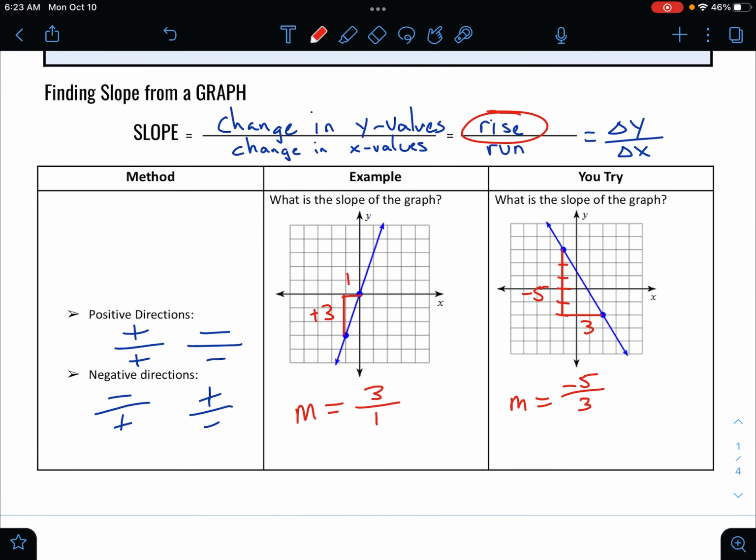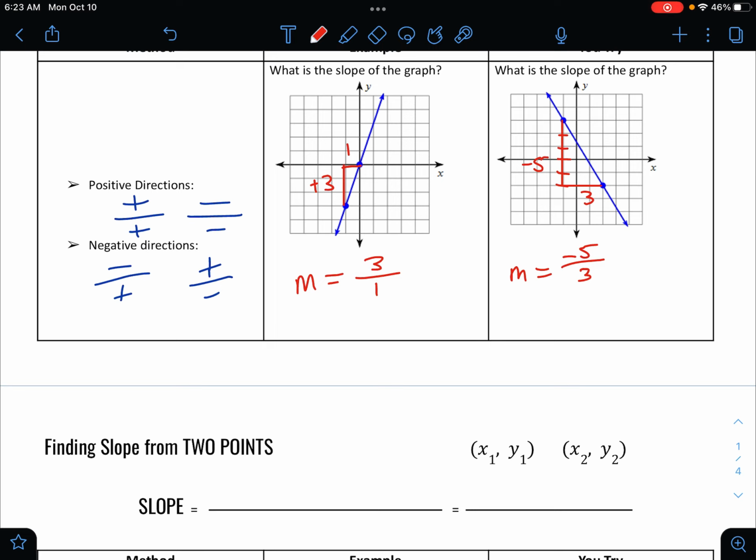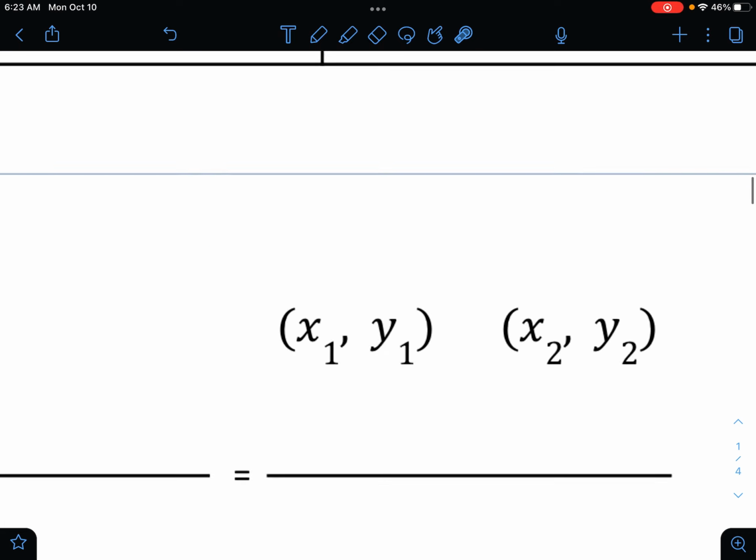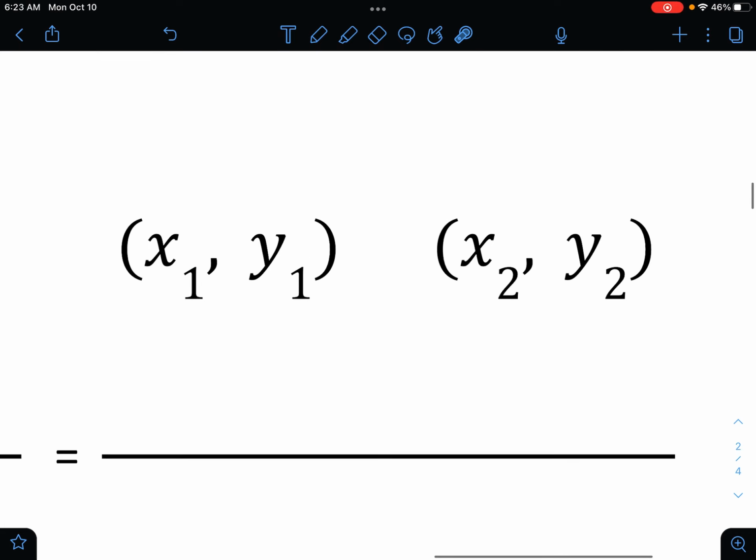Okay, so now if you have 2 points, this is where the formula comes in, because we just don't have that visual component, right? Oftentimes you'll have 2 points, and they aren't labeled like this, but this is how we're going to label them: x1, y1, x2, y2. And it's always a subscript, because we don't want to get it confused with x squared, right? That is something different than this. What it's called is a subscript.